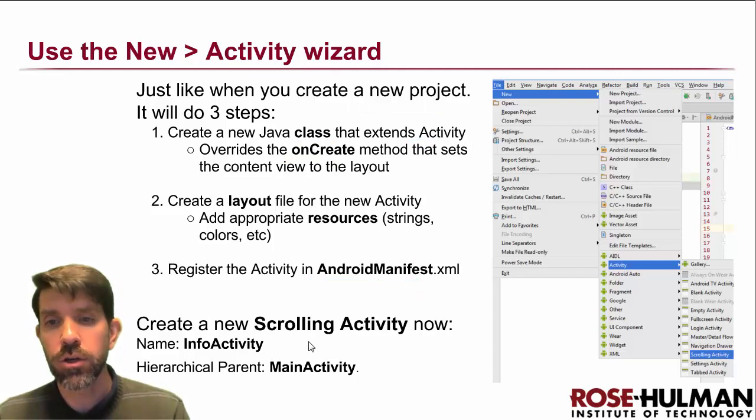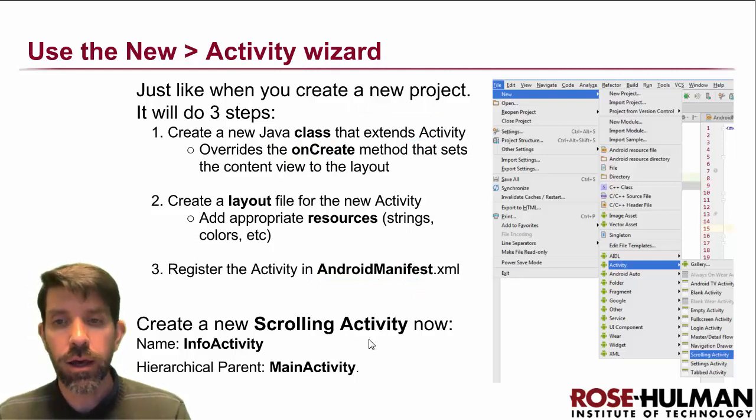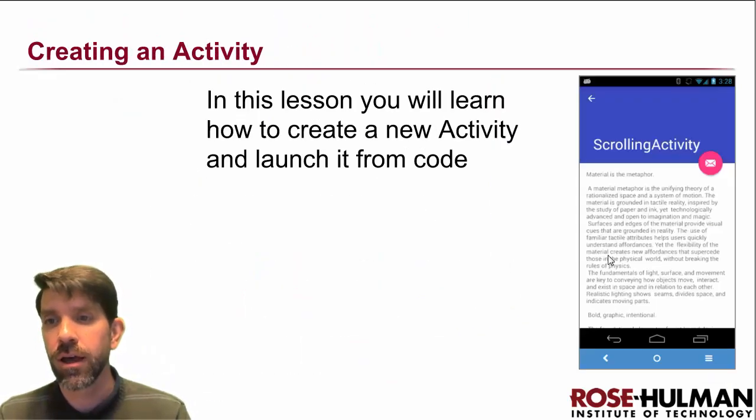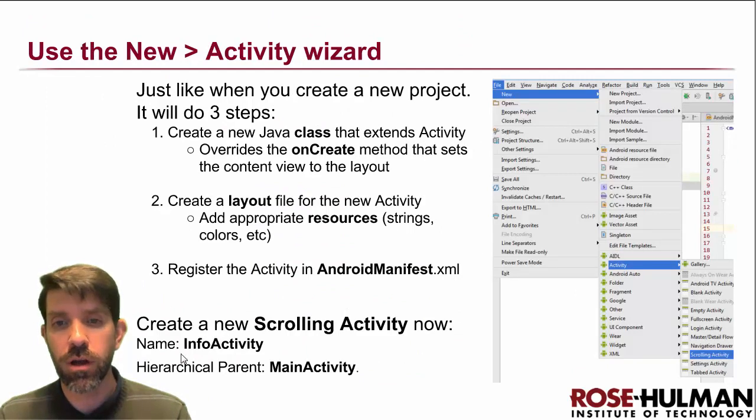All right. So we're going to do that now. We're going to make a new scrolling activity. So this is one that just shows up some information about material design, as we saw on that last slide right here. So just some information right here. So we're going to call it an info activity, and we're going to have its parent be main activity. So in other words, if we hit the back button, that's where it's going to go. All right, so let's do that.